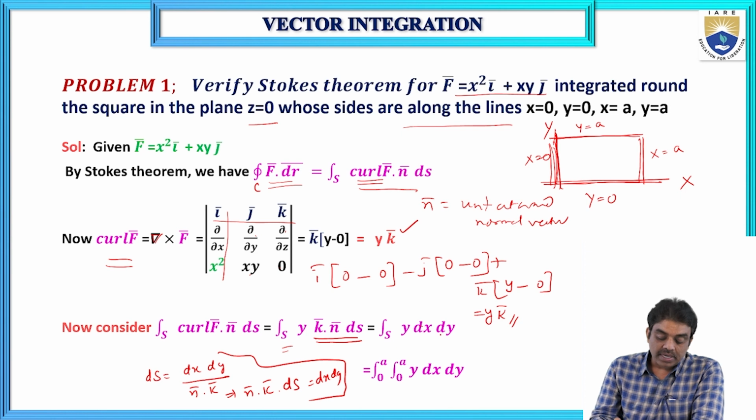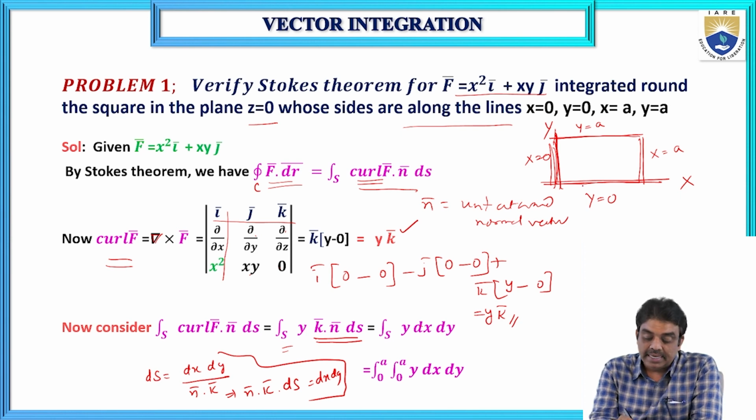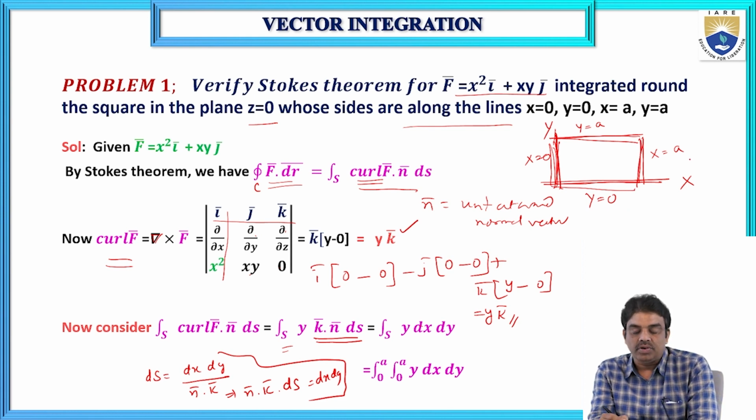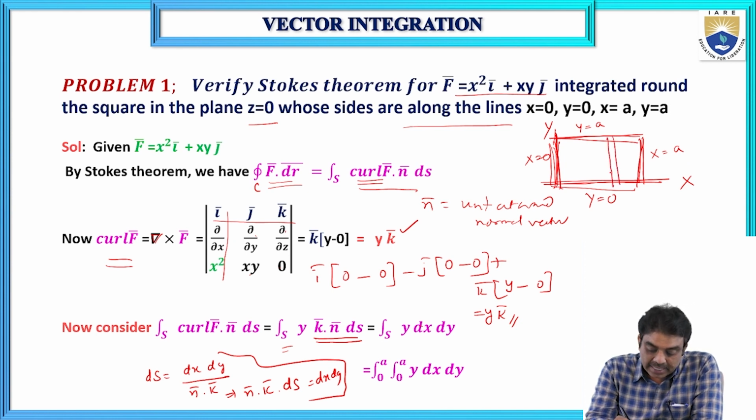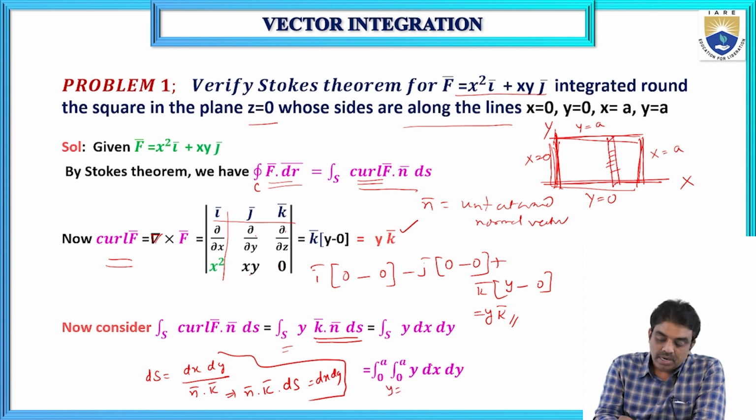What is dx dy? It is the area of the square where the boundaries are x equal to 0, x equal to a, y equal to 0 and y equal to a. So to evaluate this integral, we have to consider the strip inside the region. Then y varies from 0 to a as one limit, and x varies from 0 to a as the other limit.